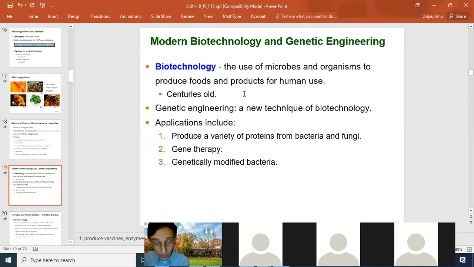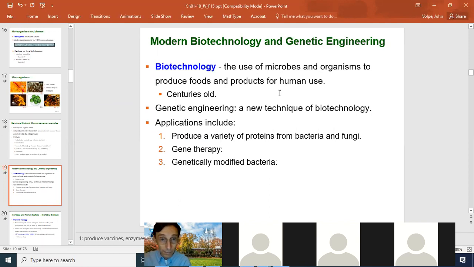And so now they have corn cobs where you can get the corn or the kernel of corn, 80% of it is oil in it. And they use these corn for making corn oil. And I assume they bred corn for making protein as well and other things like that. Any question about that? Anyways, that's biotechnology, centuries old, just using microbes and other organisms to produce foods and products for human use.